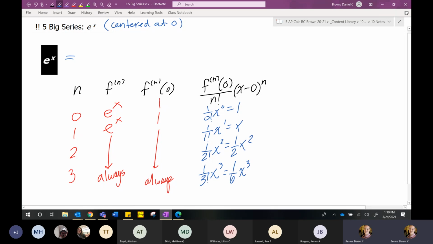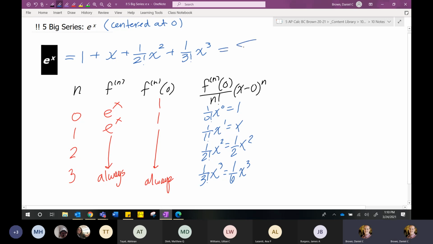So again, I think it's a pretty easy table to see. The derivative of e to the x is always e to the x. Plugging in that center, e to the 0th power is always going to give you 1. So when you're using that formula, it's always going to be 1 over n factorial times x to the n. Looking at this pattern, the terms are 1 plus x plus 1 over 2 factorial x squared plus 1 over 3 factorial x cubed. If I wanted to keep going, what's going to be the next term? 1 over 4 factorial x to the 4th.